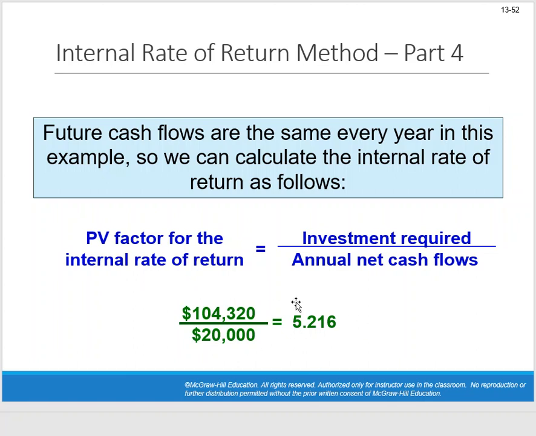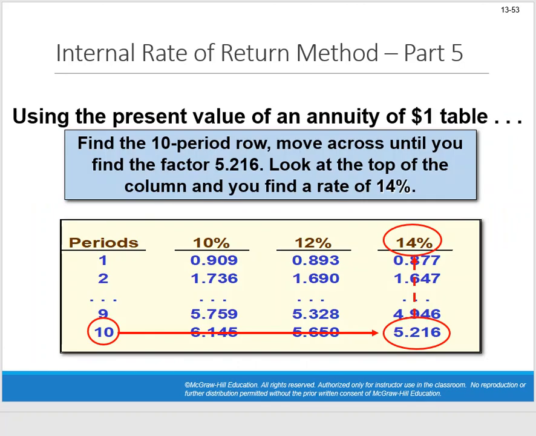So we need to take that 5.216, and then we got to go to our tables. So here they're showing us a little excerpt from the tables. Find the 10-period row, so we're looking for row 10, and move across until you find the factor 5.216, or something at least close to that. And then look at the top of that column, and it's 14%. So we're essentially backing into that rate by going to row 10 and finding whatever came out closest to our PV factor. In this case, they carefully did the math here, and we came up with 5.216 exactly, which is 14%. 10 years, 14%.